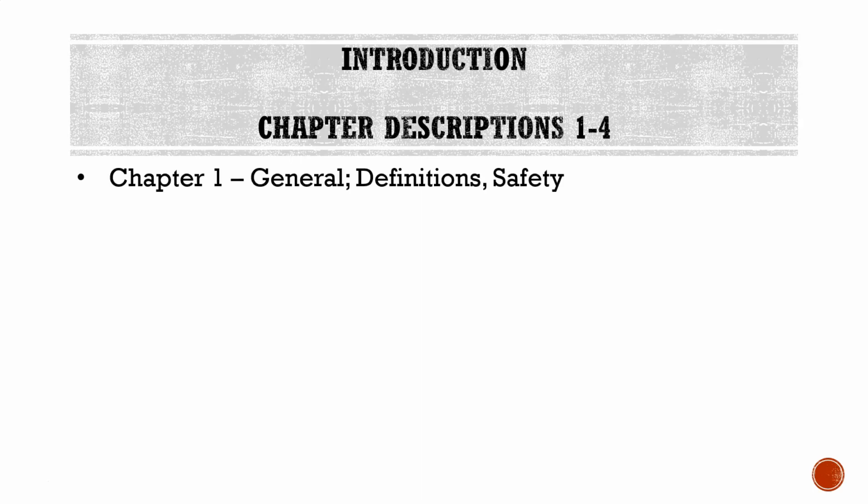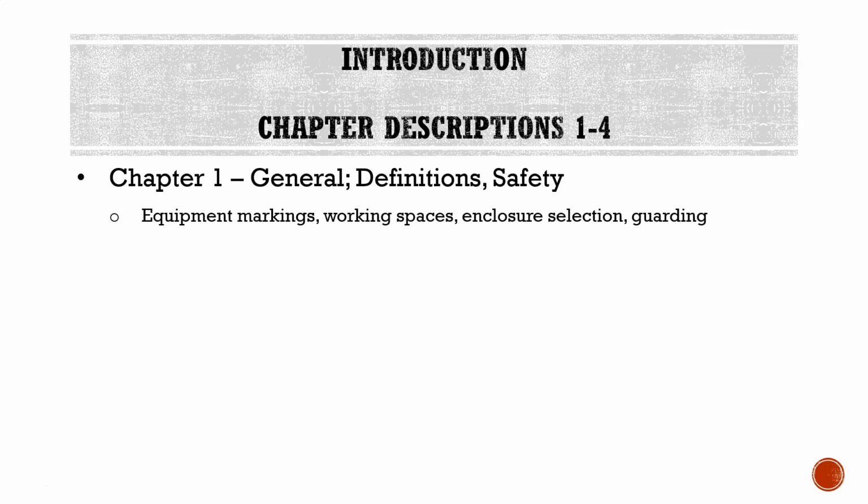So now we're going to dig a little bit more into the specific descriptions. Chapters 1 through 4, we're going to be doing the same for 5 through 9, but we're going to be starting off with chapter 1 through 4. So chapter 1 covers just general information. Primarily it talks about definitions and safety. Some of the specific information found in it, so you can find information regarding equipment markings, working spaces, enclosure selection, and guarding.